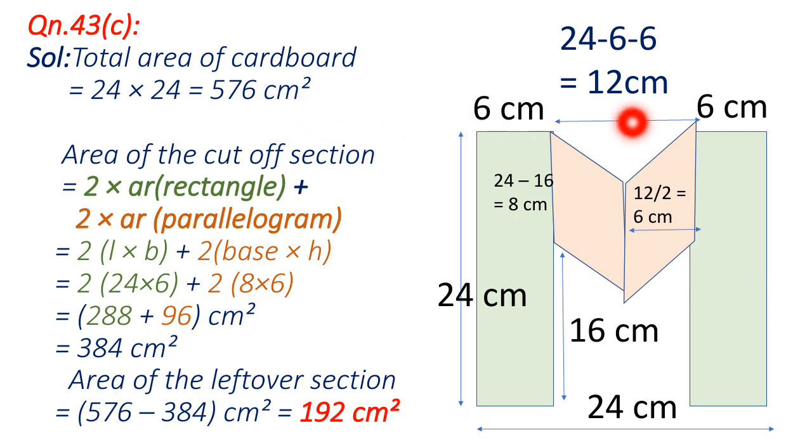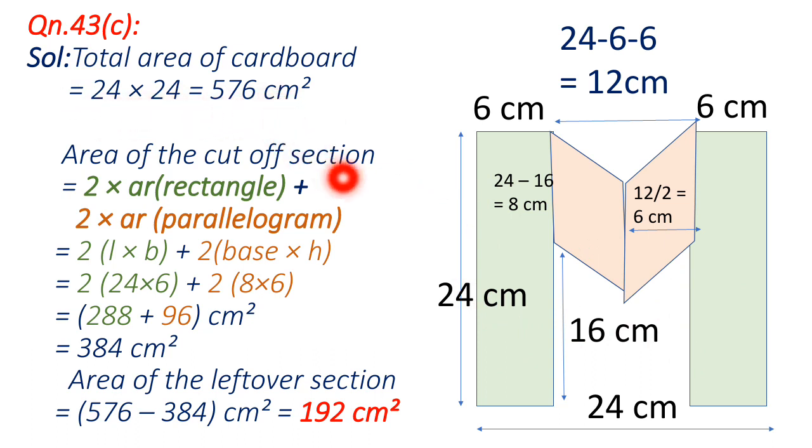Suppose this one is the cardboard, and from that cardboard, this white section you can consider. See the length here, this length is given 24, and this length is given 24. See, an arrow is drawn here at the bottom. So this shows that this one is a section of cardboard. That means this M shape is cut out from a 24 by 24 cardboard. So in this 24 by 24 cardboard, the total area is 24 centimeter into 24 centimeter, which is equal to 576 centimeters square.